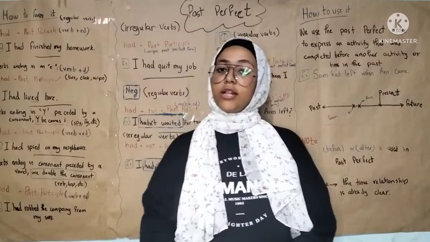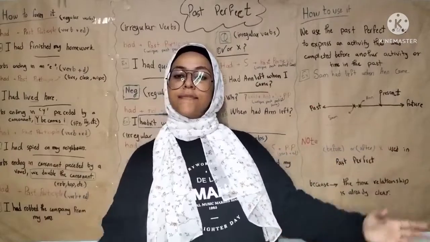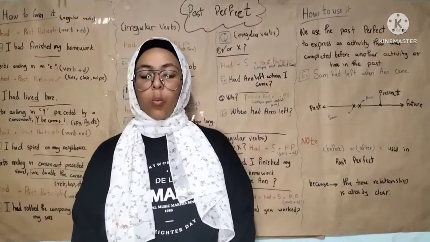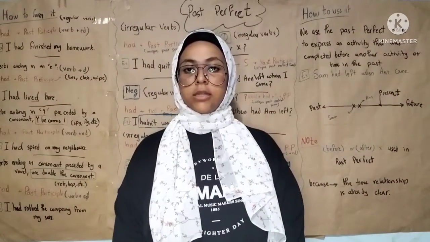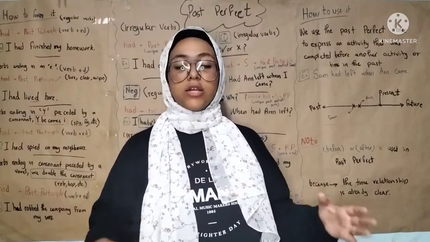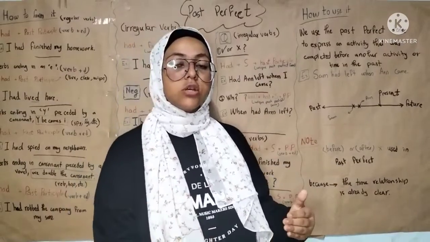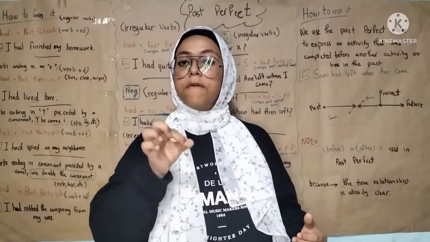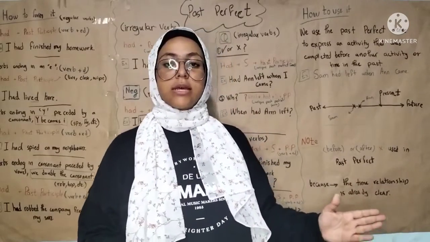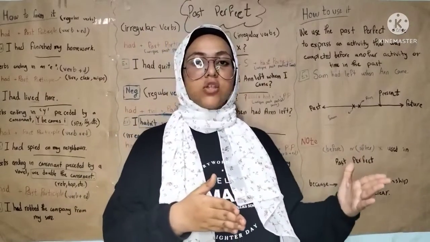Okay, so today we're going to learn about the past perfect and how to form it and how to use it. But before we start, let me ask you a question. What does the past perfect mean? The past perfect means that a past action was completed, started and finished in the past, but before another past action. So yes, the past perfect talks about the oldest action that happened.